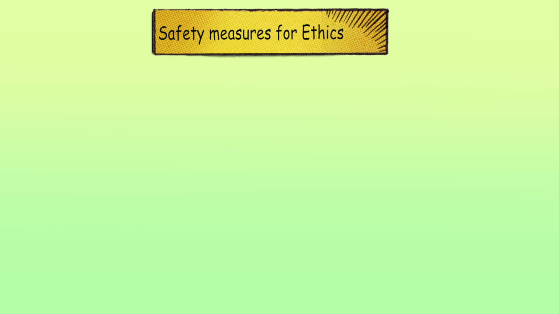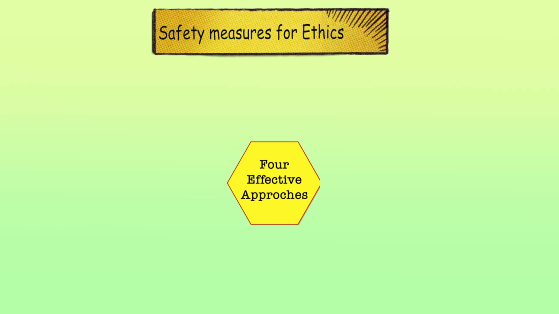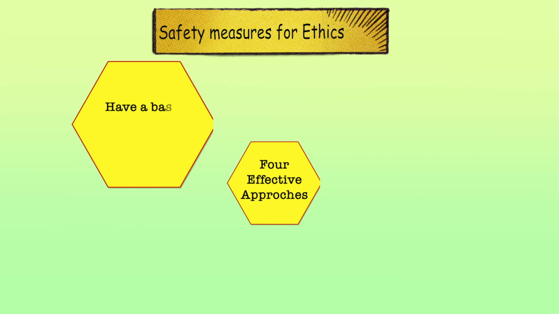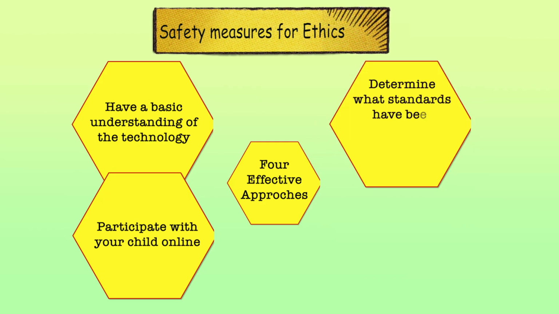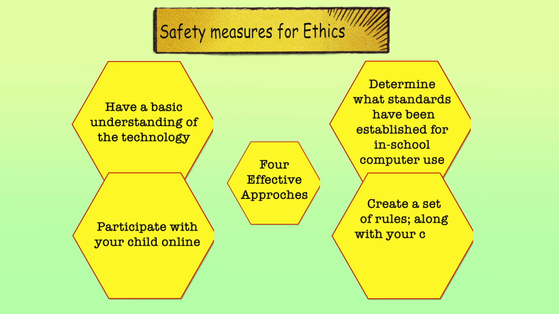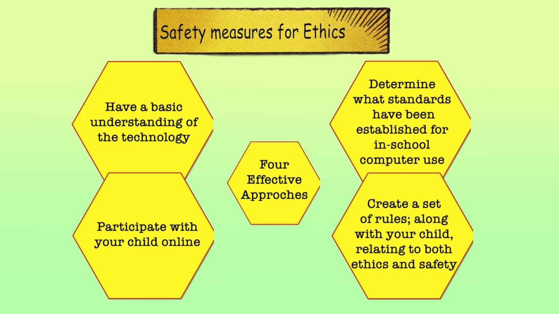Safety measures for ethics. There are four effective approaches for those who want to ensure they are doing the right thing online. The first one is have a basic understanding of the technology. Second one is participate with your child online. Third one is determine what standards have been established for any school computer use. Fourth, create a set of rules along with your child relating to both ethics and safety.